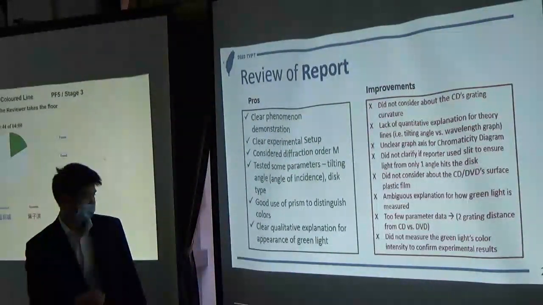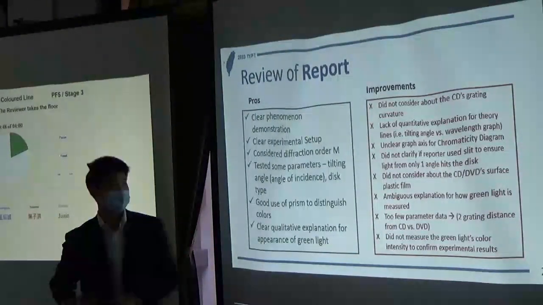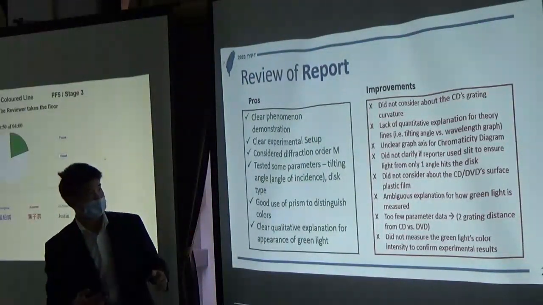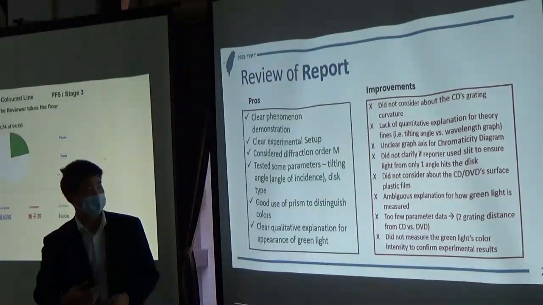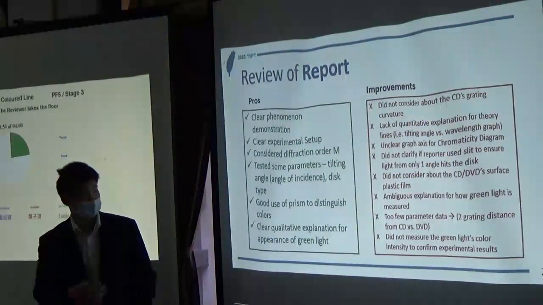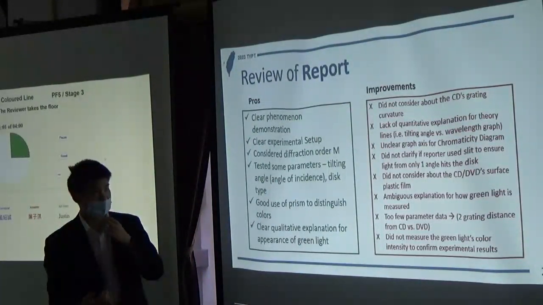They also had a clear qualitative explanation for the appearance of the green light. However, as for some improvements, they didn't consider the CD's grating curve. There was also a lack of a theory or a quantitative explanation for the theory lines, for example when comparing the tilting angle and the wavelength.